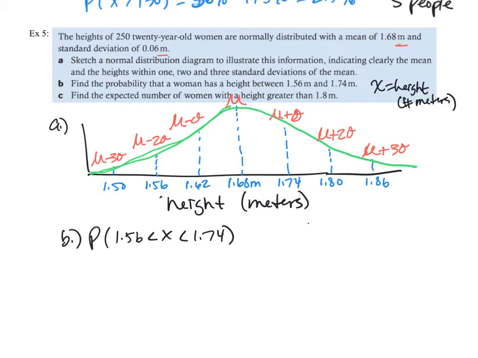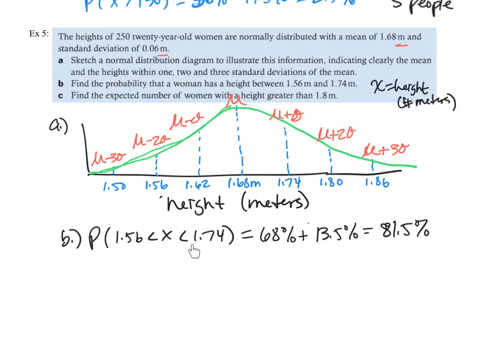And then this would be another 13.5% of the data. So the probability of a woman's height being between 1.56 and 1.74 meters would be 68% plus that additional 13.5%, which totals 81.5%. So there's an 81.5% chance that a woman would have a height between 1.56 and 1.74.